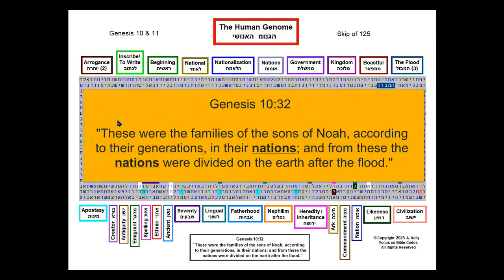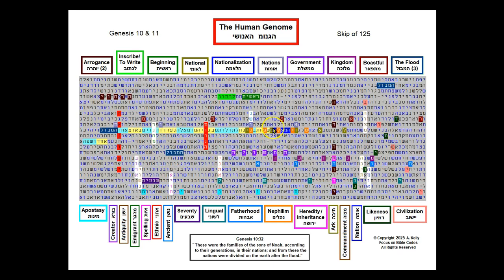It says, "These were the families of the sons of Noah, according to their generations, in their nations. And from these the nations were divided on the earth after the flood." So it's interesting that this verse has the word nation 2 times in it. And what we have appearing in this same row is the word national and the word nationalization, as well as the word for nephilim. As mentioned earlier, this Bible code is found at a letter skip of 125.